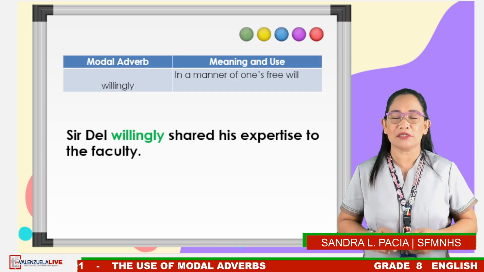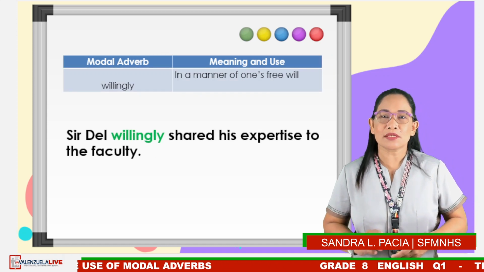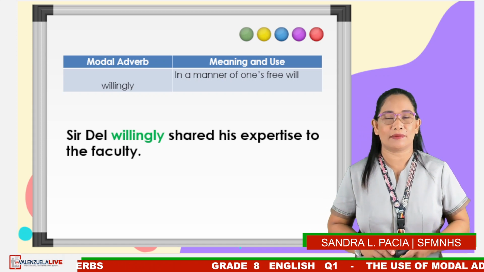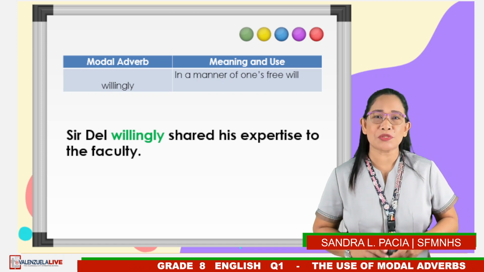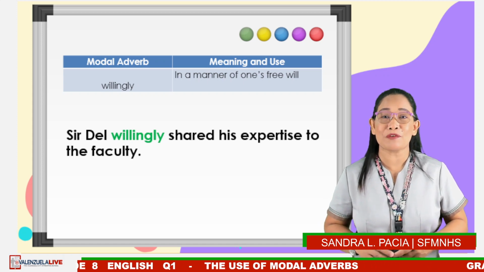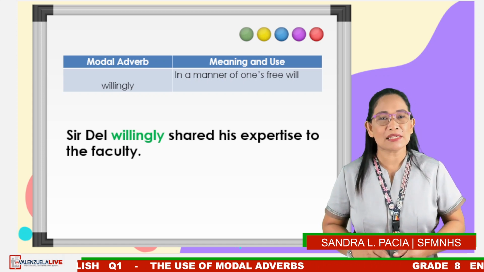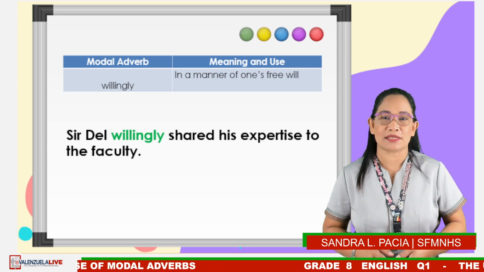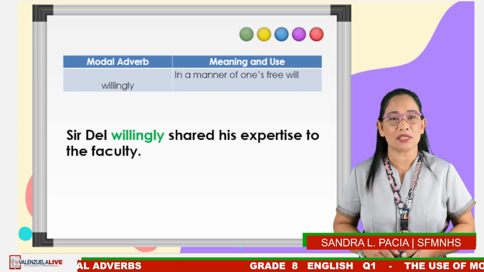Now, let us proceed to this sentence. Sir Dale willingly shared his expertise to the faculty. This sentence uses the modal adverb willingly, which modifies or describes the verb shared. It means that Sir Dale expressed his free will or willingness to share his expertise to the faculty.